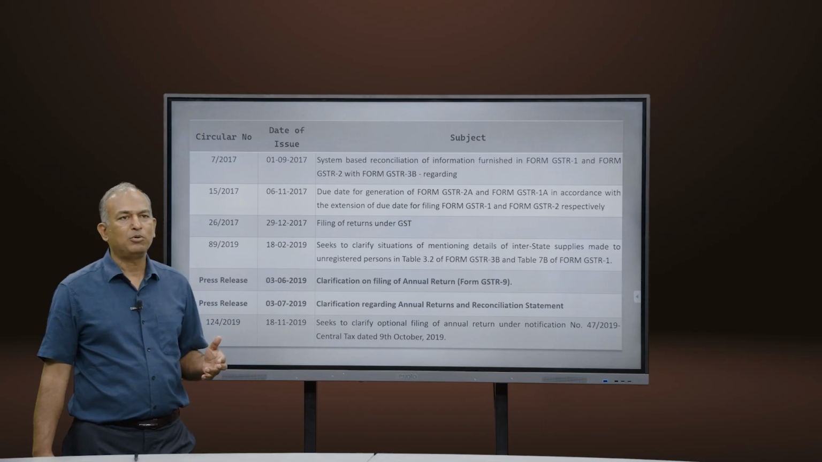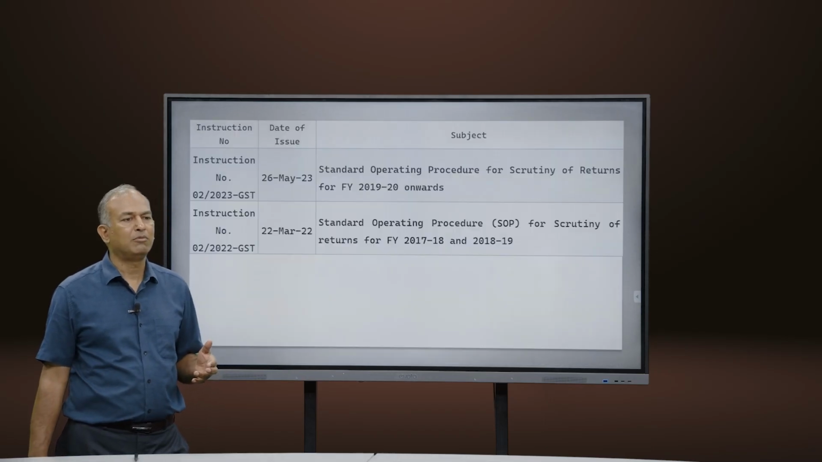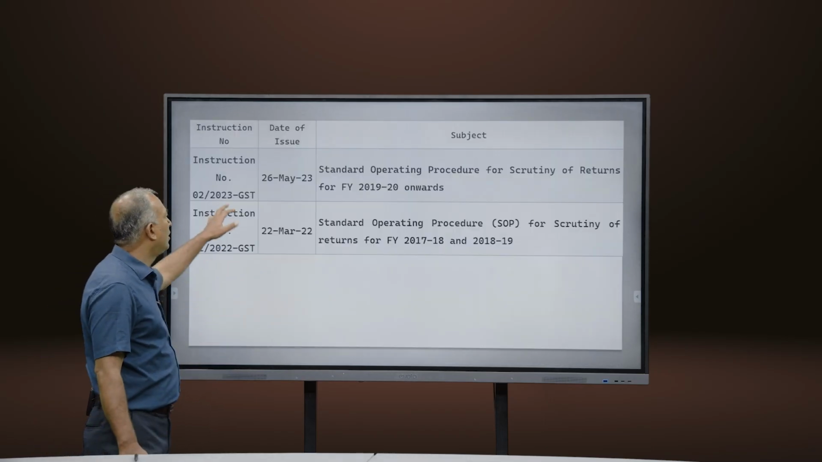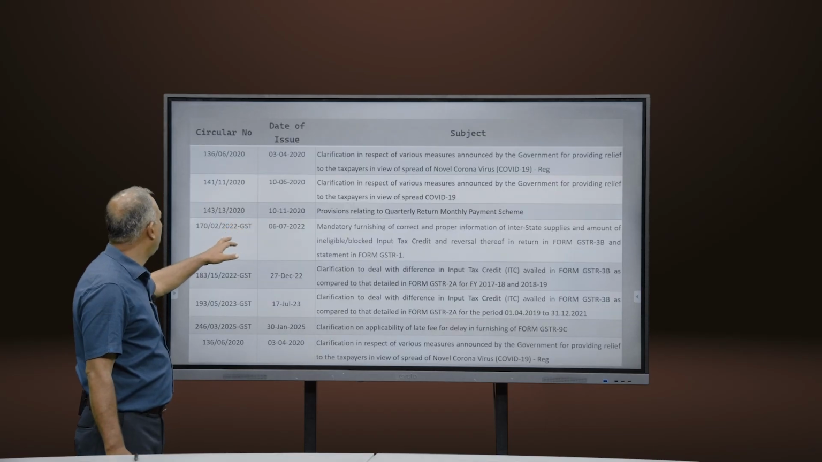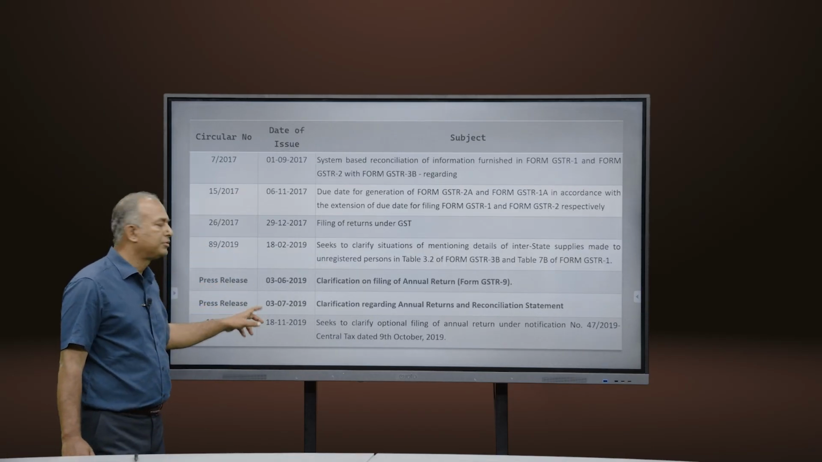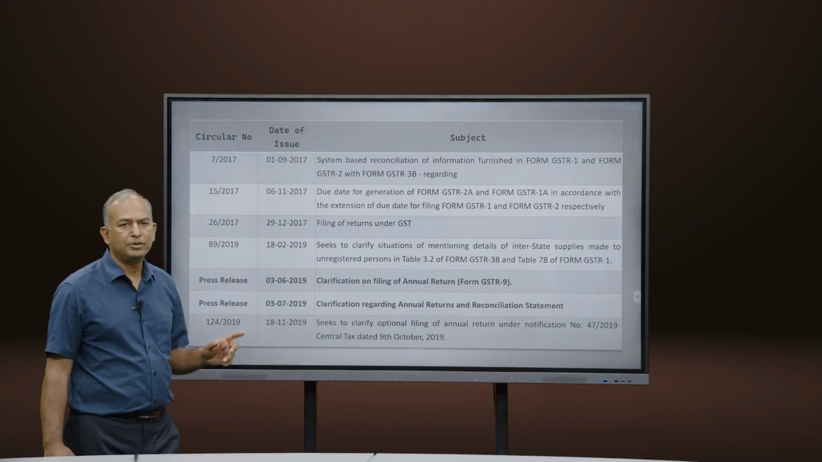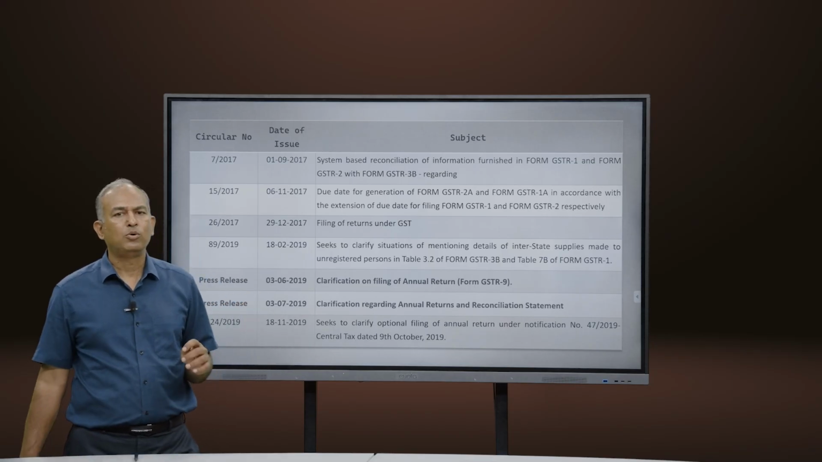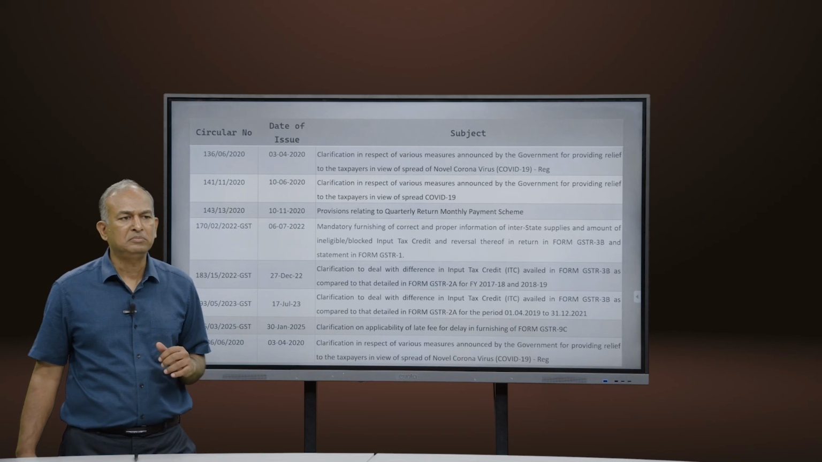Lastly, I put down all the circulars that have been issued, and these are the two. If you see, there is this press release that I put here for the annual returns. Very useful press releases that you need to keep in mind when you're doing your annual return scrutiny.